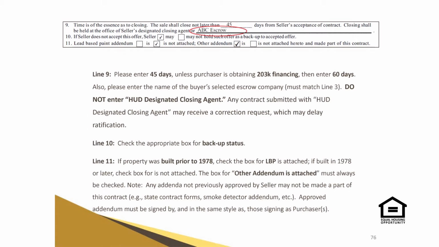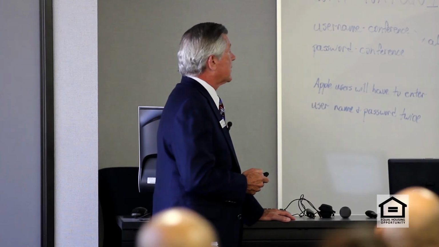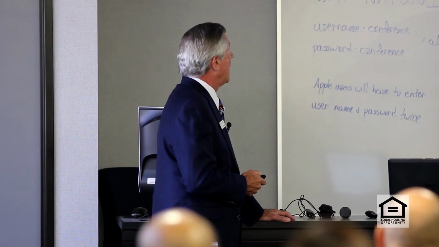Enter the buyer's selected escrow company, and check the appropriate box for backup status. I strongly recommend you do that. Just one little checkbox could put a deal in your hand. The buyer must initial. This is liquidated damages. And just be careful, the seller's initials is right next to it. Just be careful you don't initial there.